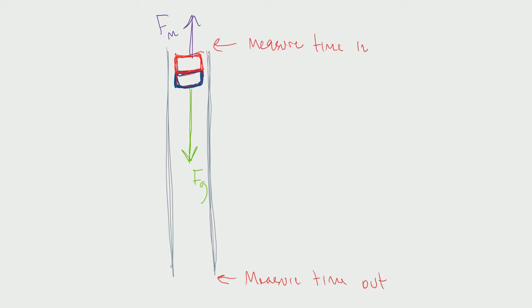Here's a quick diagram showing it. So the magnet is pictured right here with magnetic north and south, and then we'll measure time in and time out as we drop the magnet in, and as you can see, we have the magnetic force as well as the gravitational force shown here.